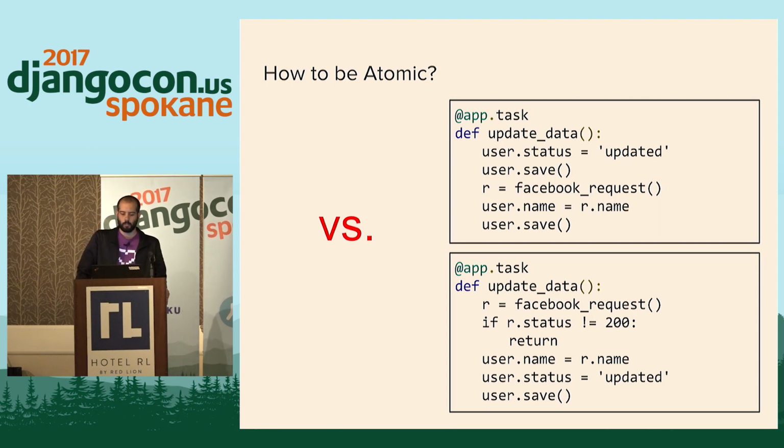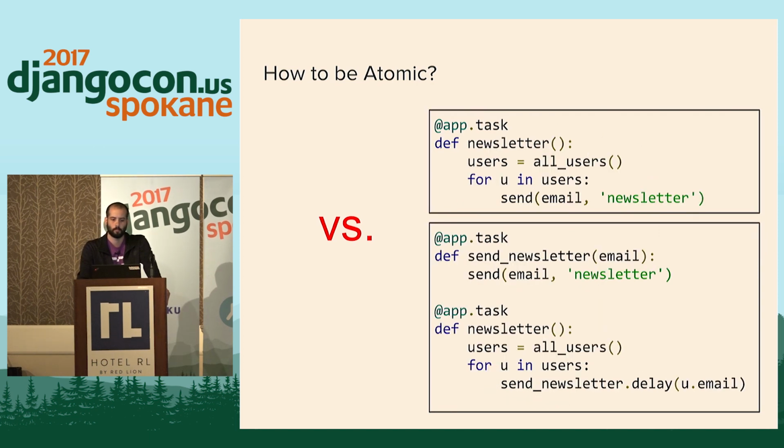The right way to do it is to first make the request, then update the user status and username at the same time. Another way to improve atomicity is to write short tasks.